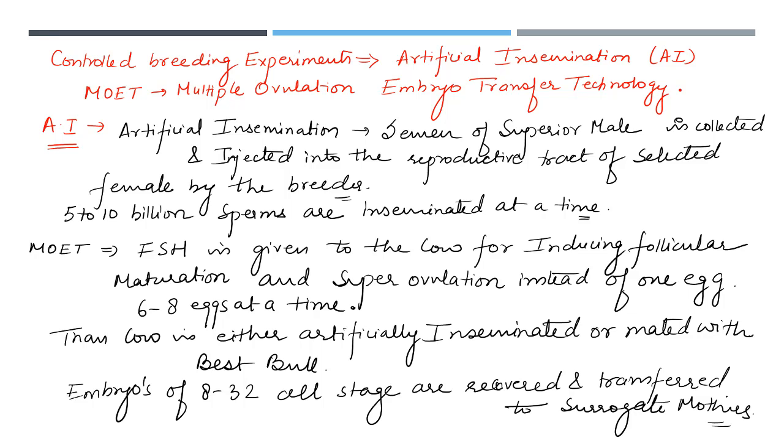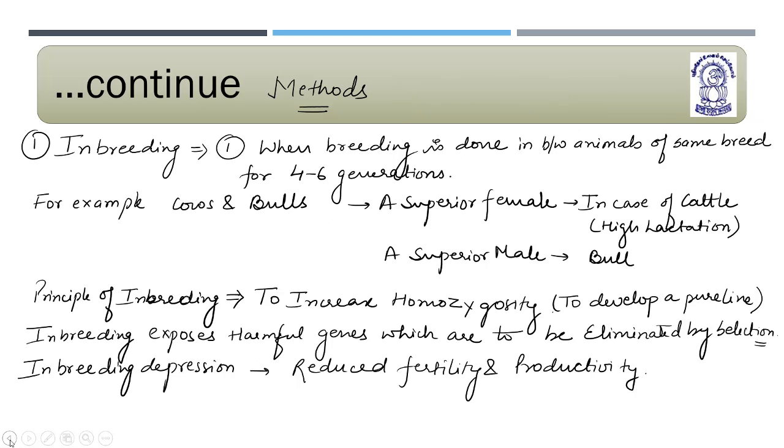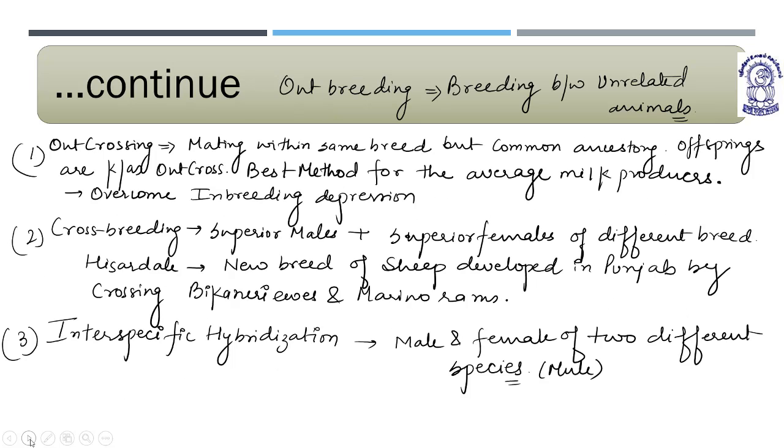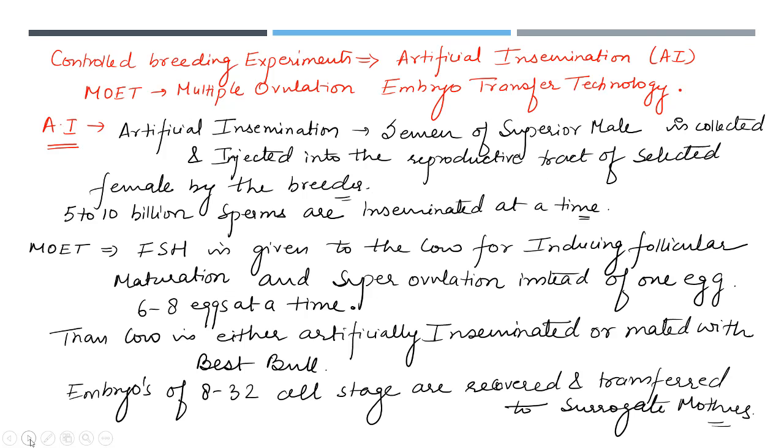It is done nowadays for cattle, sheep, rabbits, buffaloes. Different high yielding milch breeds of females and high quality meat giving bulls are being successfully raised by this method of multiple ovulation embryo transfer and artificial insemination. So this is about the different types of breeding we discussed. Methods of breeding: inbreeding, outbreeding, which includes outcrossing, crossing, interspecific hybridization, artificial insemination, and MOET.